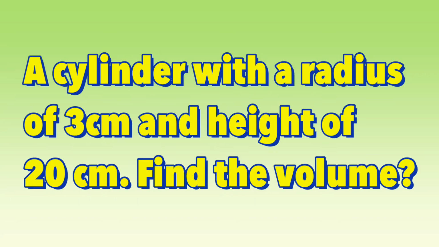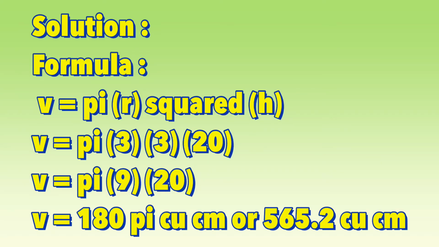Okay, next number 2. A cylinder with a radius of 3 centimeter and the height of 20 centimeter. Find the volume. So our solution, the same, we're going to use the formula, and we have also to know the value of the pi, which is 3.14. The formula of cylinder, volume equals pi r squared times height, and the given radius is 3, and substitute to r squared, and for the height is also given is 20.